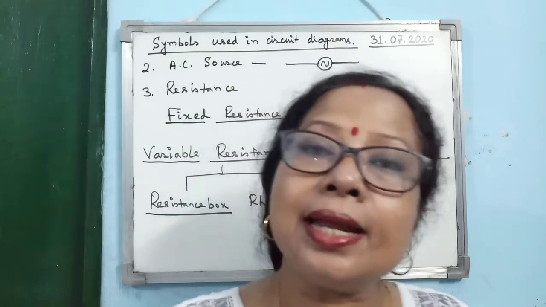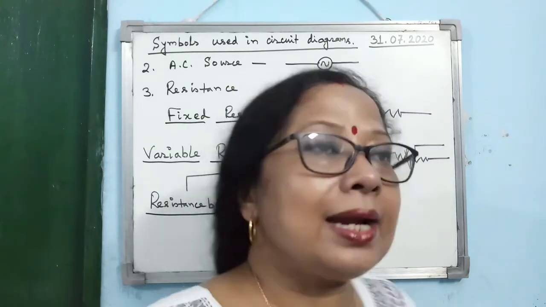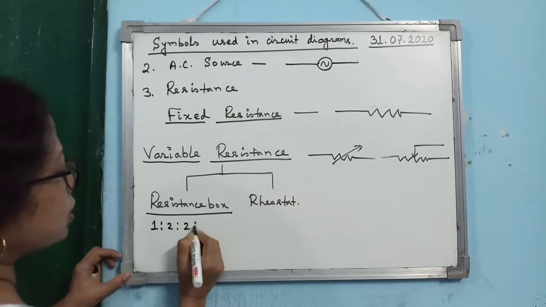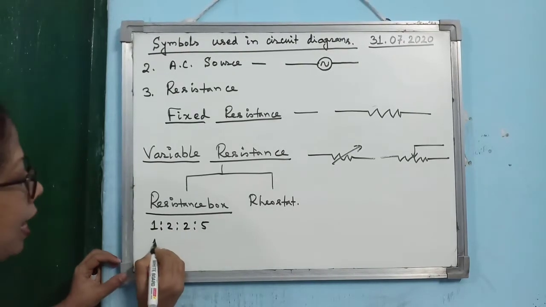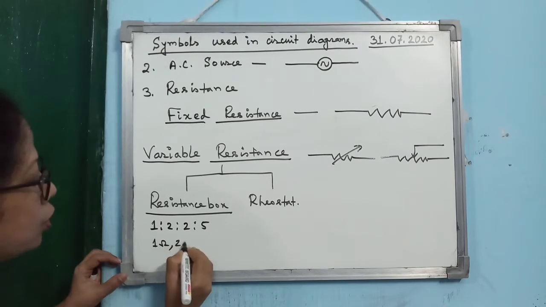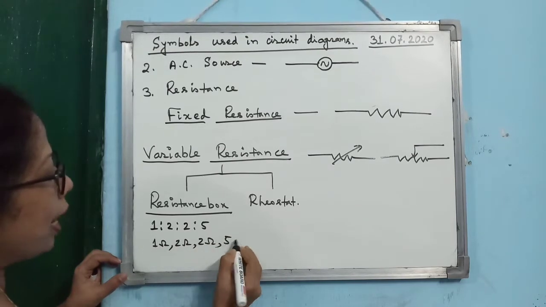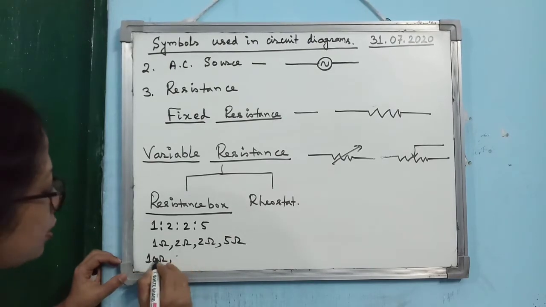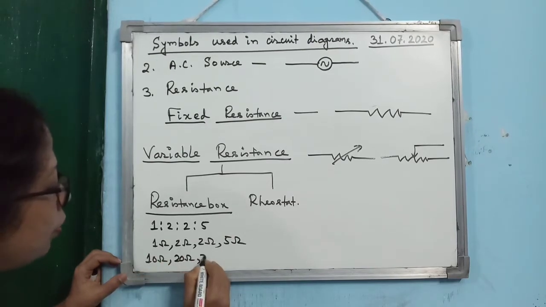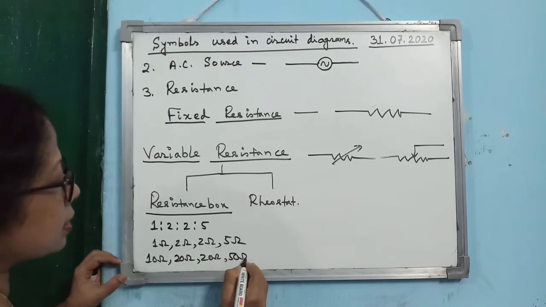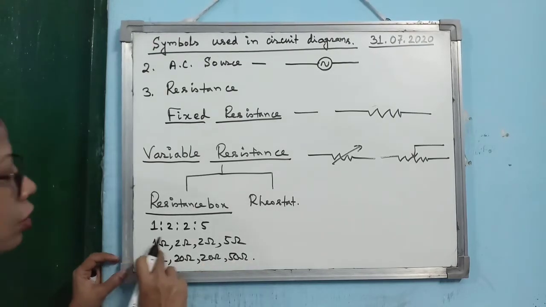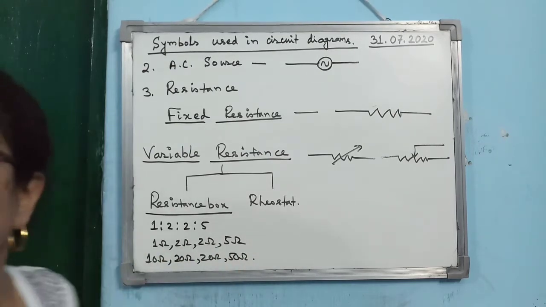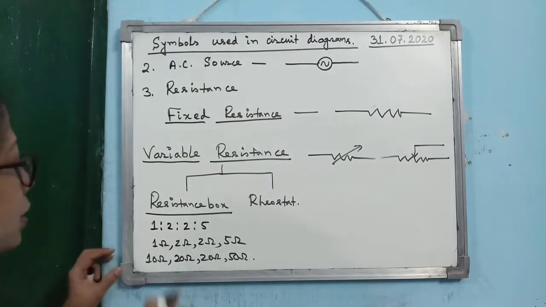And in a resistance box you will see the resistances are given in the ratio 1:2:2:5. Meaning you may have resistances of 1 ohm, 2 ohm, 2 ohm, 5 ohm, or you may have 10 ohm, 10 ohm, 20 ohm, 20 ohm, 50 ohm, like this. Is that clear? Meaning the ratio of the resistances is 1:2:2:5. Why it is so? That you have to understand.